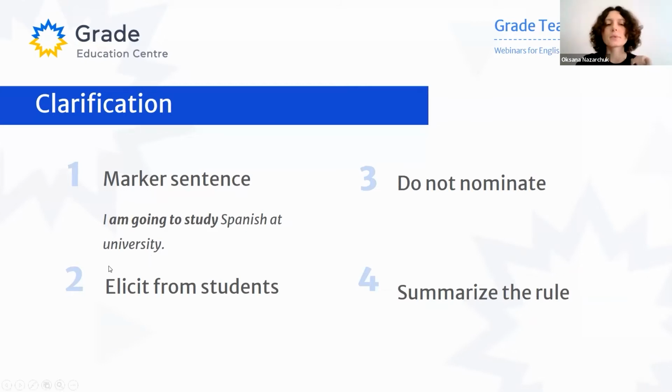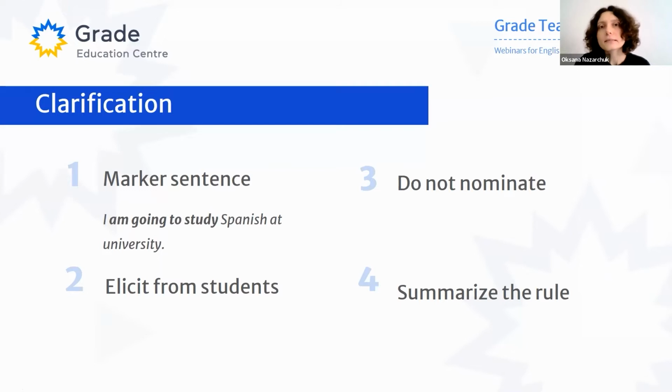So we read a text about, we discussed my plans for the next year. So I chose this sentence and I write on the board, I'm going to study Spanish at university. I underline this, I'm going to study, but I'm not focusing on the form yet.